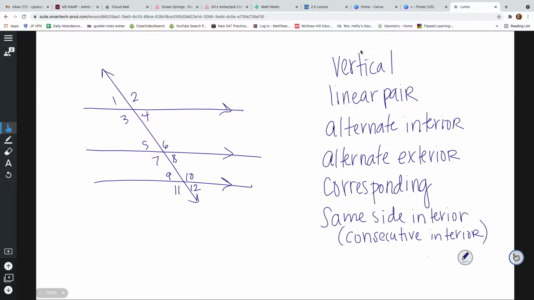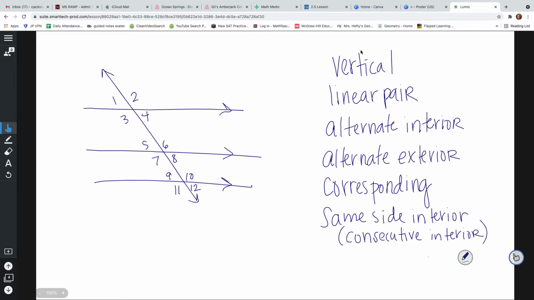Okay, what about 4 and 9? Alternate interior. Because they're inside. Do these even matter with 4 and 9? No. So don't even look at them. So 4 and 9 are on opposite sides, but they're on the inside of these two lines.